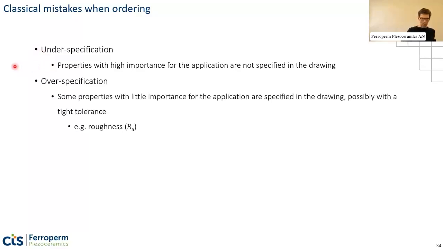You could also imagine the opposite, that something is specified on the drawing, but actually not really important. One example could be that some designers may be used to specifying a roughness which could be very low and easy to obtain with a metal, but maybe for ceramic it will be very difficult or expensive to obtain such a low roughness. So it's actually relevant to think about which tolerances are put and whether they are important or not.